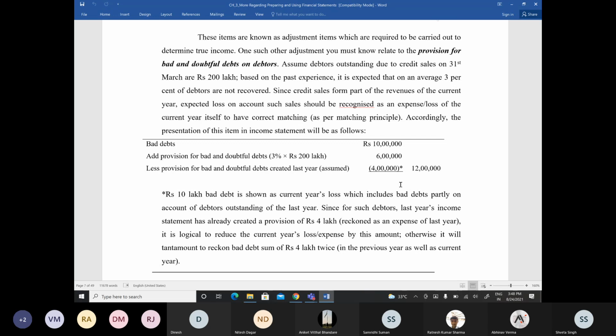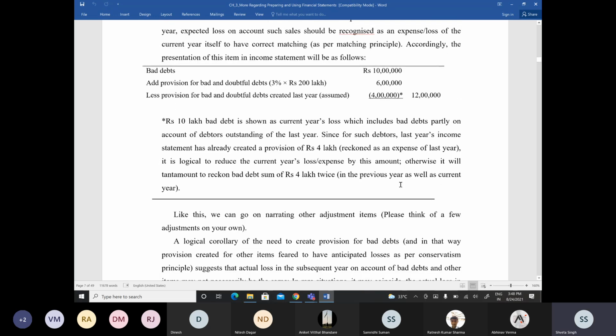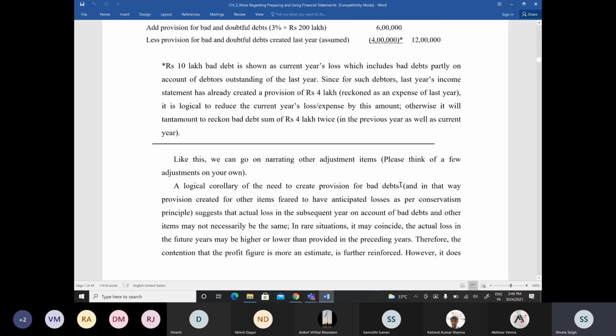So all incomes and revenues and all expenses and losses find their way to the P&L account. So you can read about all of this also.